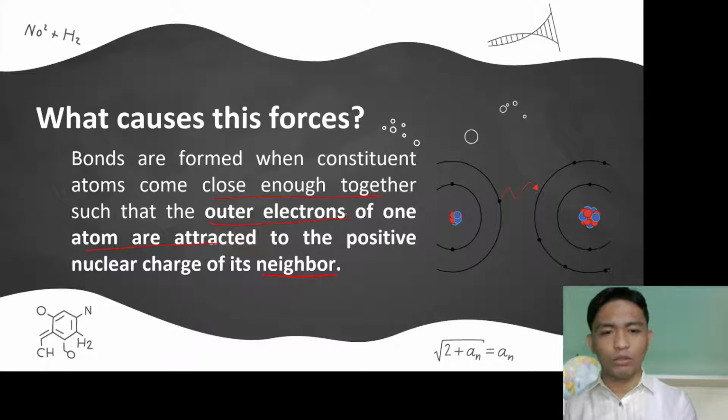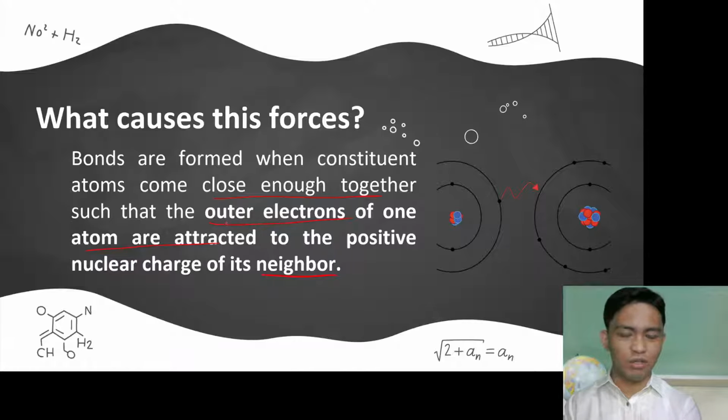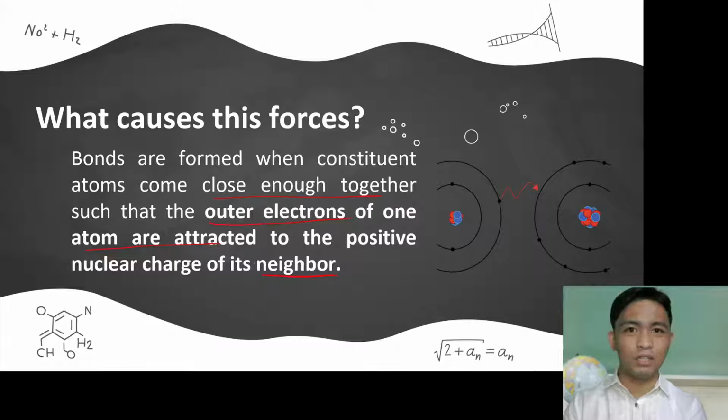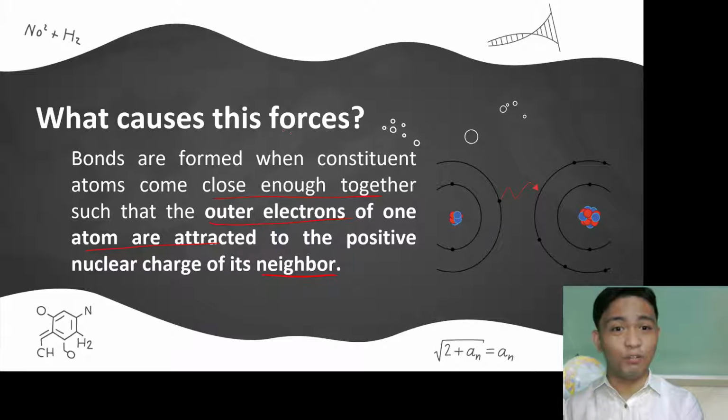So meron kang outer electrons. Take note tayo nasa outer na shell lang or energy level. Itong mga outer electrons na to na merong negative charge, kapag napapalapit yung atom sa isa pang atom, they get attracted to the positive nucleus of that particular neighboring atom. So na-attract siya to. That causes the force or the bond.